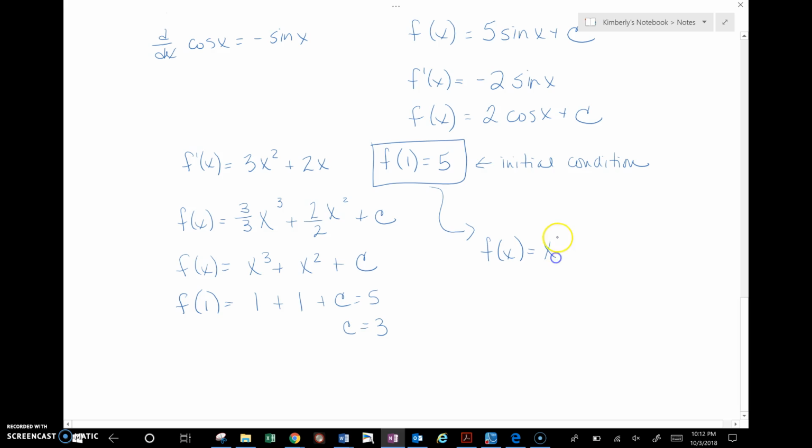So with our initial condition, instead of leaving c in the answer, our particular or specific solution is x cubed plus x squared plus 3. And that may not get you all the way through the homework, but it's a darn good start.